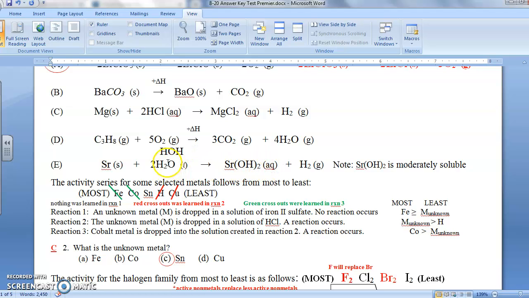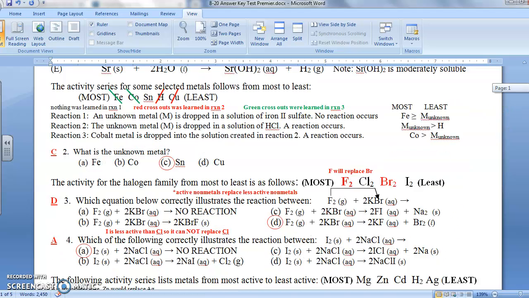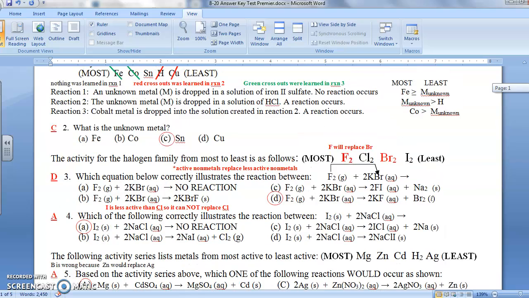And this is what would actually happen. Active metals can replace hydrogen on a water molecule. We continue on, page 1.